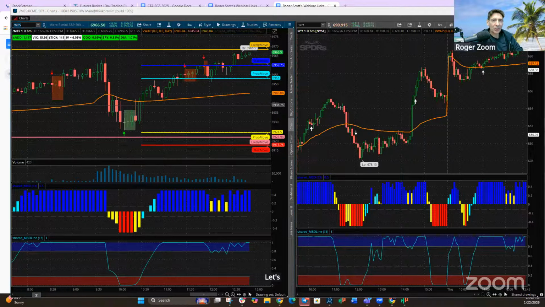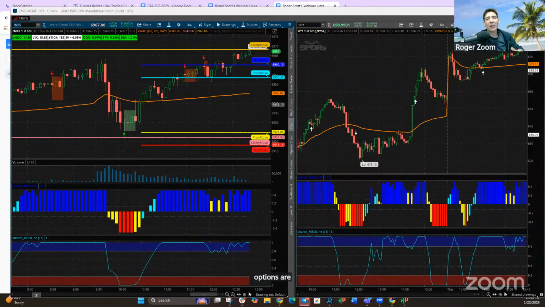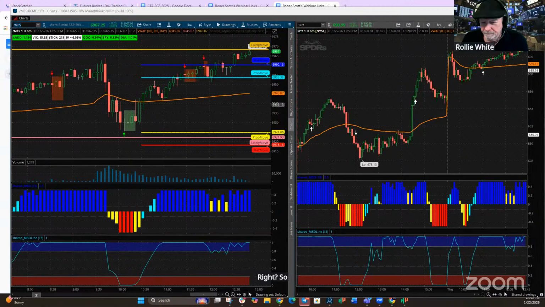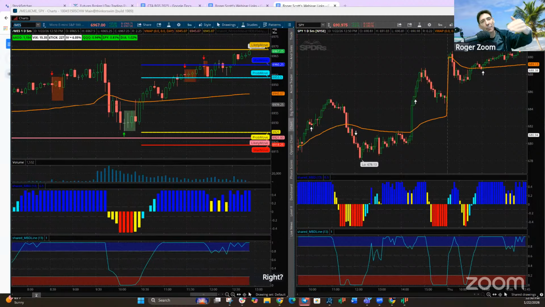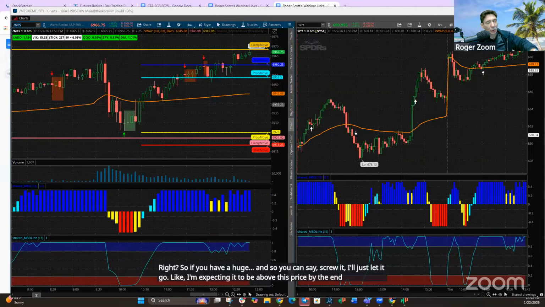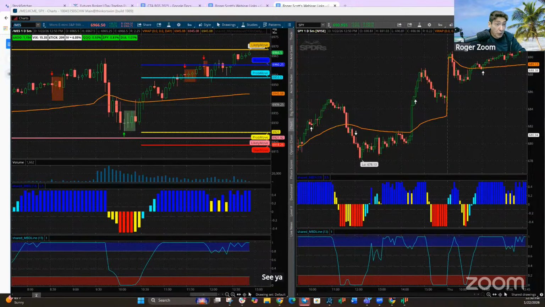Let's say your personal style of trading is you don't like to use tight stops. If you don't like to use tight stops, options are fantastic because with options, you can't lose beyond what you risk. So you can say, screw it, I'll just let it go. I'm expecting it to be above this price by the end of the day. I'm going to put $200 on the line and that's it. See ya. With futures, you can't do that. Futures, you have unlimited upside and downside.